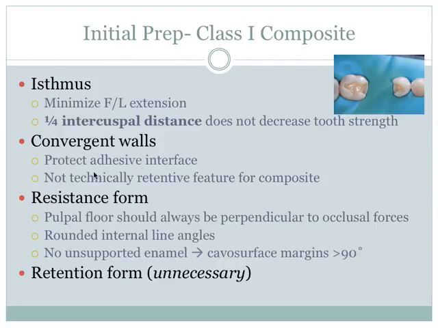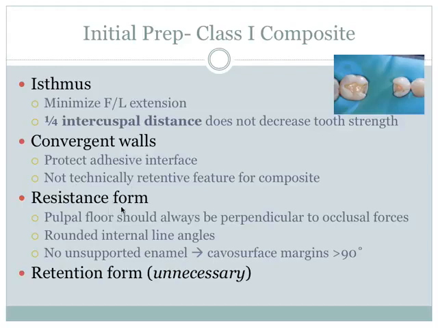Convergent walls, this is more theoretical than anything, I think, but it's to protect the adhesive interface. We'll talk more about bonding a little bit later. It's not technically retentive for composite because it is being bonded to tooth structure. This becomes a bigger player with amalgam, which we'll talk about in a few minutes.